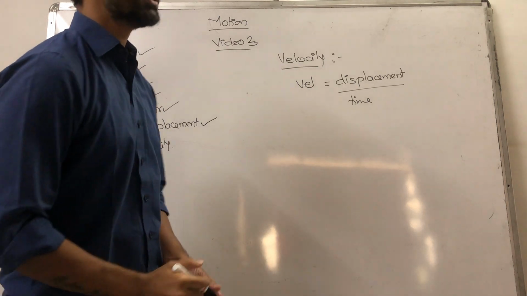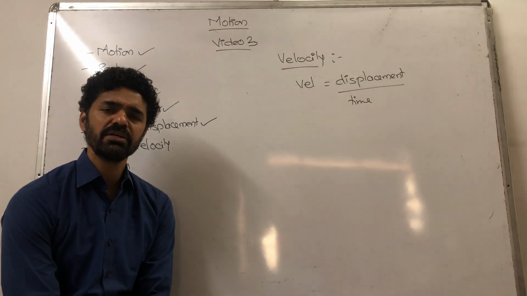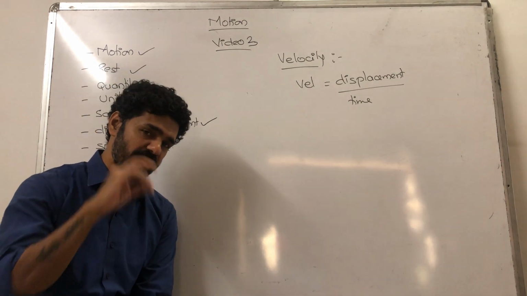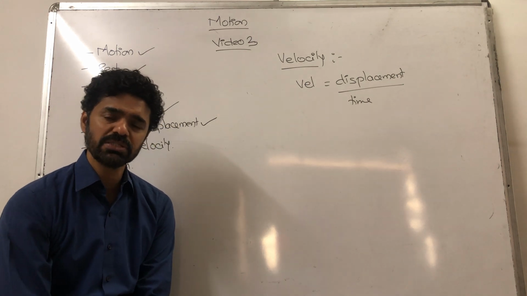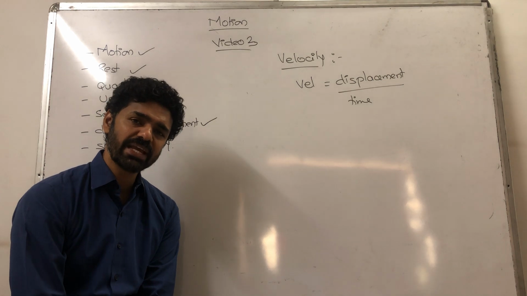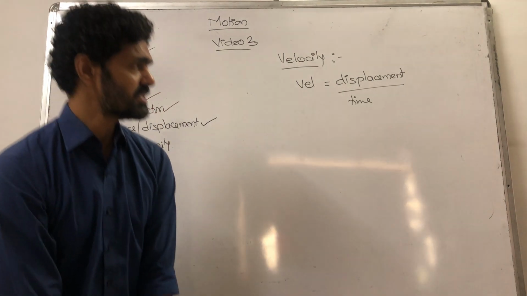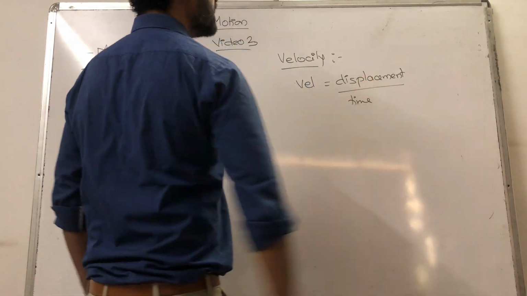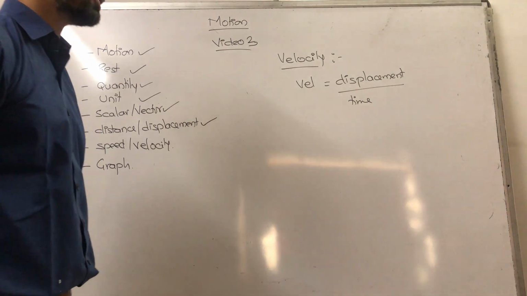Both speed and velocity can have similar units. As we said, speed has the unit of meter per second, centimeter per second, kilometer per hour. Velocity can also have similar units. Now the SI unit of speed is meter per second. Similarly, the SI unit of velocity is meter per second. The only difference is that speed is change in distance with respect to time, and velocity is change in displacement with respect to time.